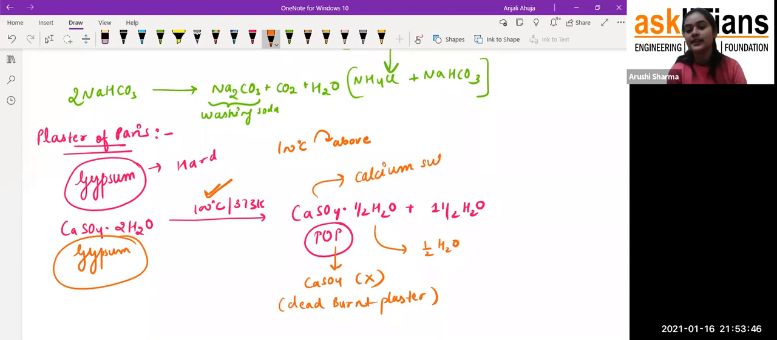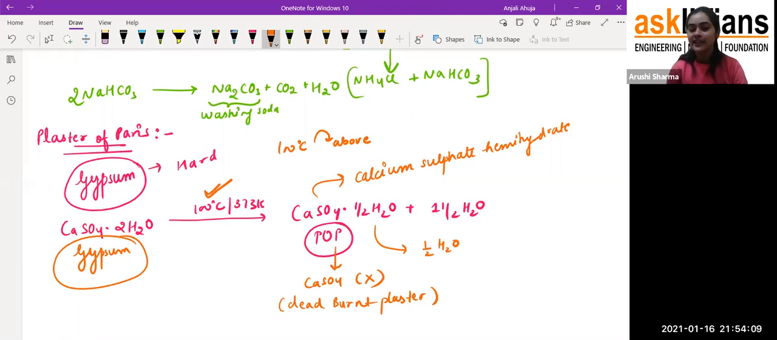Calcium sulfate. You can write it as half hydrate, or you can also write it as hemihydrate. So it's the name of the POP. That's the chemical name. Now, the question was, why are we calling it plaster of Paris? Why are we not calling it plaster of Australia, or plaster of America, or plaster of India?